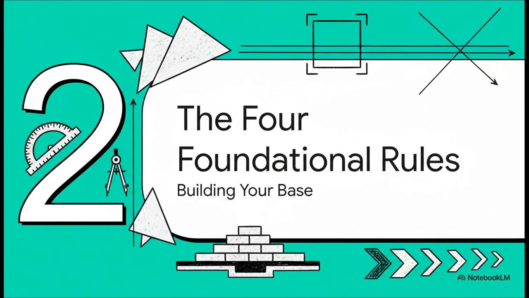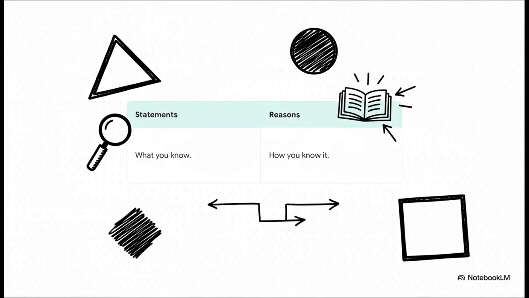So before we even write a single line of a proof, we've got to build a solid foundation. Let's start with four foundational rules that are going to help you dodge the most common mistakes right from the very beginning. This is it, the classic two-column proof. And honestly, it's way simpler than it looks. The left column, statements, is for what you know. The right column, reasons, is for how you know it. That's the whole game. Every single statement has to have a reason.